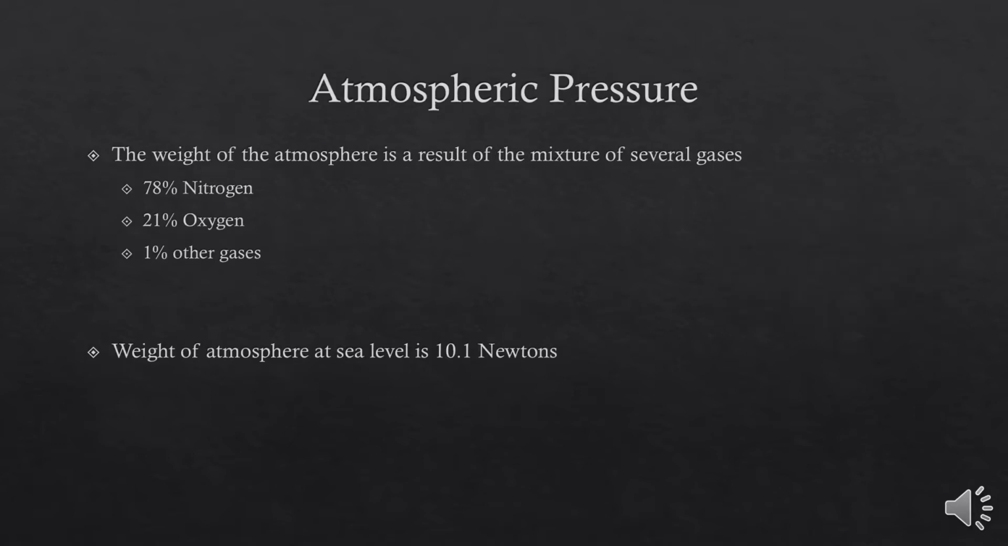Atmospheric pressure. The weight of the atmosphere is a result of the mixture of several gases, 78% nitrogen, 21% oxygen, and then 1% carbon dioxide, fluorine, chlorine, whatever else is up in the atmosphere, mostly carbon dioxide. The weight of the atmosphere at sea level is 10.1 newtons. So 10.1 newtons of force are exerted on something at sea level, whether it's a seashell, a human being, a can of soda, everything gets 1 atmosphere of pressure on top of it.